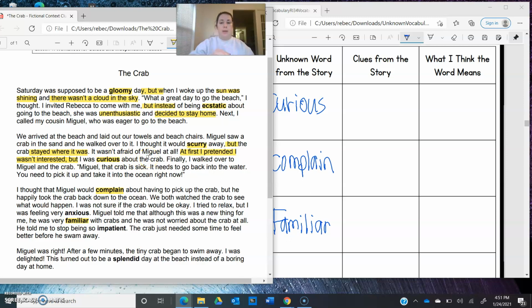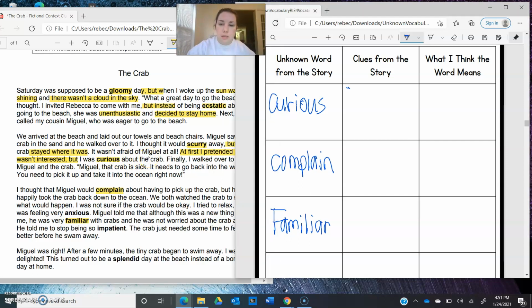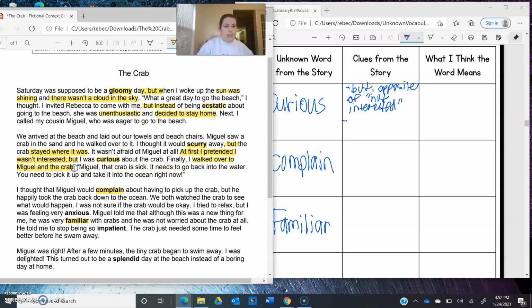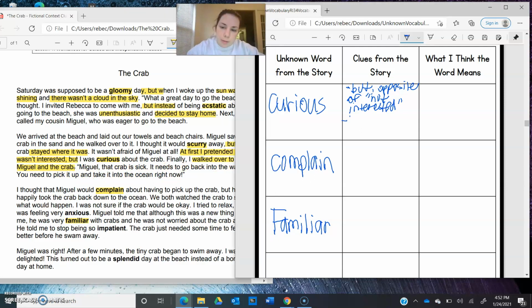So curious must be the opposite. I'm going to put but. I'm going to put opposite of not interested. And then because she's curious, she walks over to Miguel and the crab instead of staying back. So I'm going to put a clue is that she walks over to see the crab.